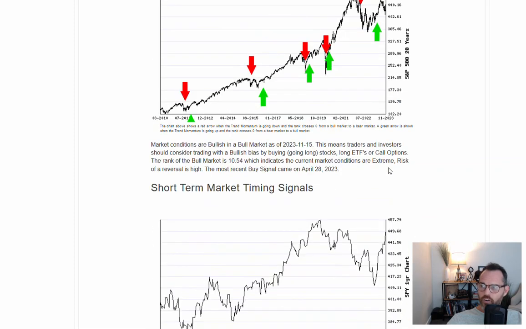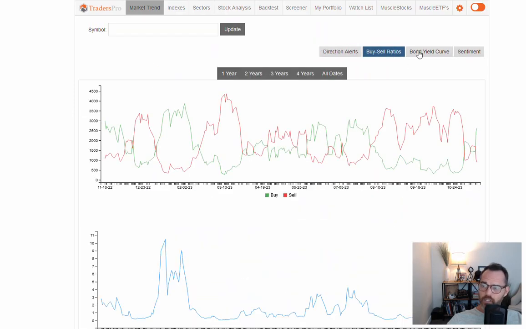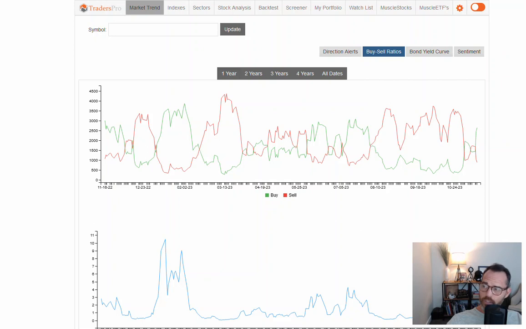From there, we focus on one other breadth indicator, which is a buy-sell ratio. We're looking for several things to happen. Number one, are we above one? This green line is above one. My picture down here is covering the other line, but essentially when red is above green, the buy-sell ratio is less than 1. When green is above red, the buy-sell ratio is greater than 1. Those are market conditions that we want to be able to participate in.